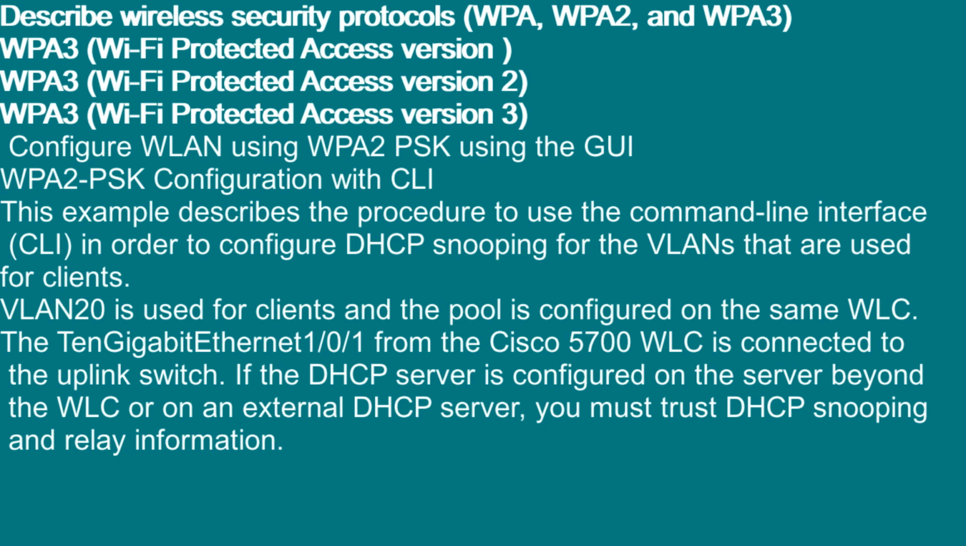This example describes the procedure to use the command line interface, CLI, in order to configure DHCP snooping for the VLANs that are used for clients. VLAN 20 is used for clients, and the pool is configured on the same WLC. TenGigabitEthernet 1/0/1 from the Cisco 5700 WLC is connected to the uplink switch. If the DHCP server is configured on the server beyond the WLC or on an external DHCP server, you must trust DHCP snooping and relay information.